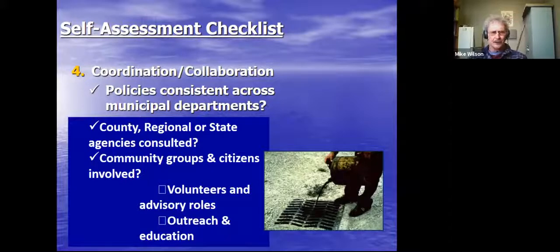Number 4 is the coordination and collaboration with other outfits besides yourselves. Are your policies consistent across municipal departments? County, regional, or state agencies, are they consulted? Yes, they are. Community groups and citizens, are they involved? Are your volunteers and advisory groups involved? Is there outreach and education? For the most part, yes. Otherwise, I would not be here today recording this for you.